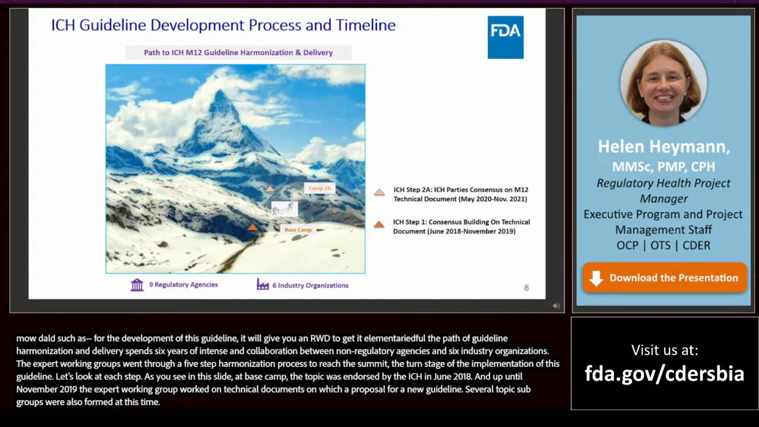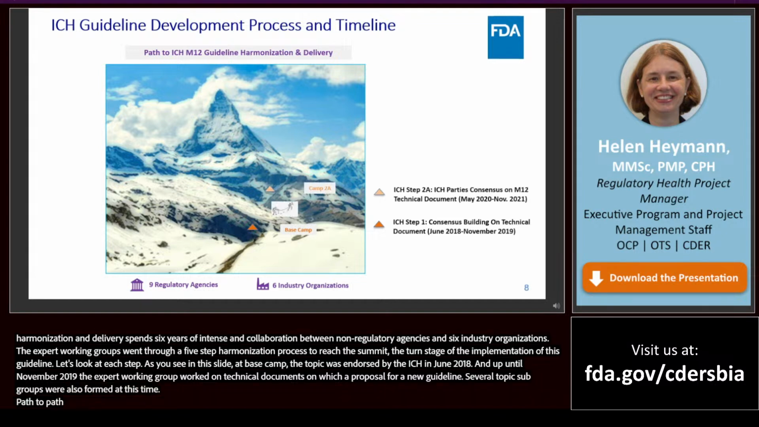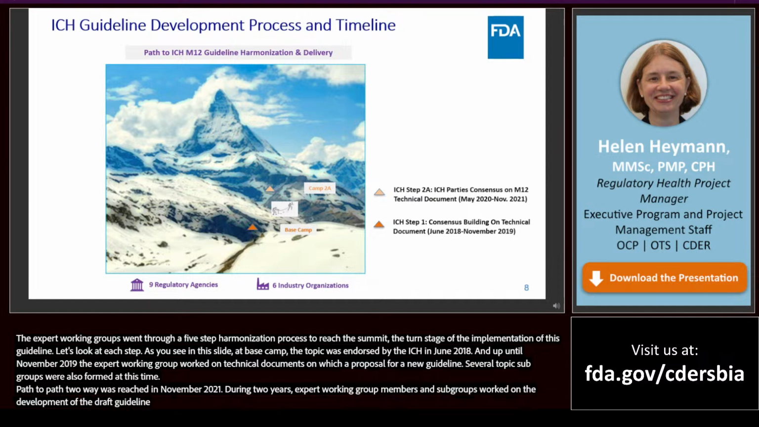The path to Camp 2A was reached in November 2021. During 2 years, expert working group members and subgroups worked on the development of the draft guideline. Multiple monthly ad hoc teleconferences, in-person alignment meetings, and internal consultations were held to build consensus around different topics.